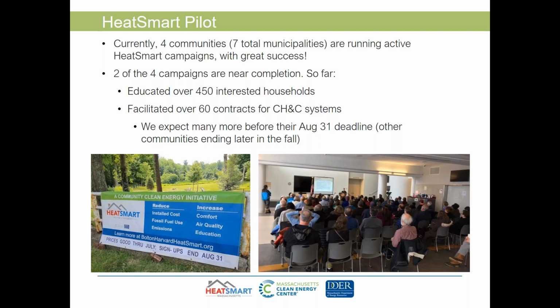So 2 of the 4 campaigns are near completion. They are ending August 31st. And thus far, those communities already have educated over 450 interested households and facilitated over 60 contracts for these systems. And again, they're ending in another month or so, and we also have 2 additional communities that are also participating that aren't represented in these numbers. So you can see how those numbers might grow within the next couple of months. So that gives you a sense of really the great success that we're already seeing with these community clean energy initiatives.